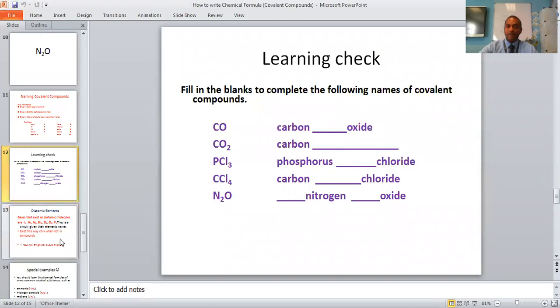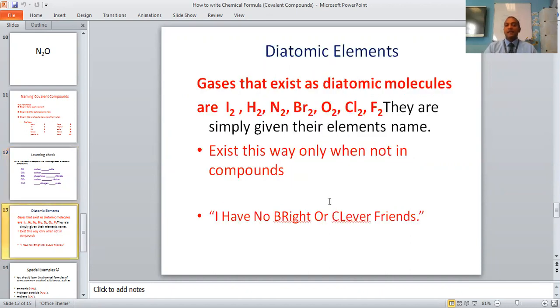Now, there are some elements, the formula of those compounds are fixed for those covalent compounds. So gases that exist as diatomic molecules are iodine, hydrogen, nitrogen, bromine, oxygen, chlorine, and fluorine. They are simply given their element names. Exist this way only when they are not in any compounds. Okay, so it's always fixed. Iodine is I2, hydrogen is H2, nitrogen is N2.